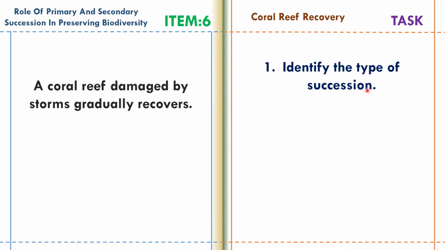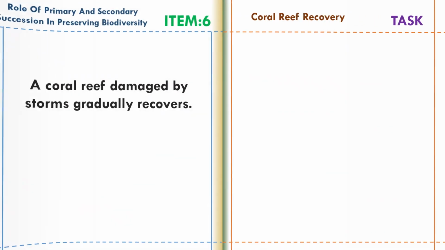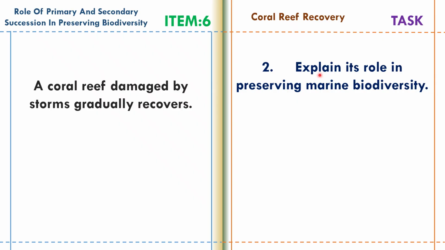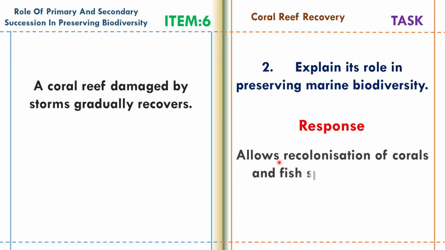Identify the type of succession. Secondary succession. Explain its role in preserving marine biodiversity. Allows recolonization of corals and fish species, restoring biodiversity.